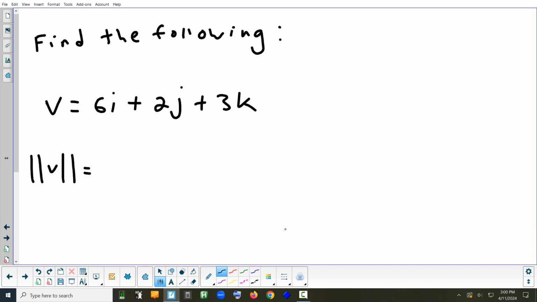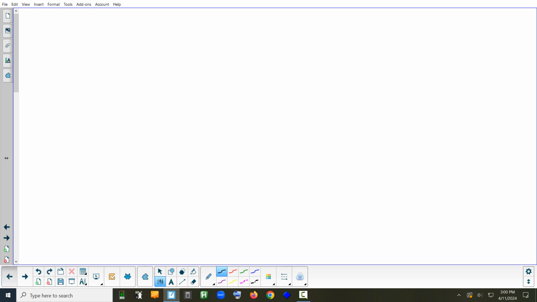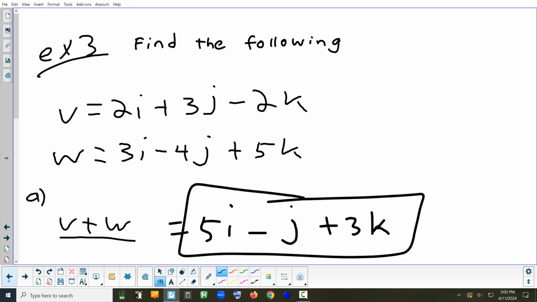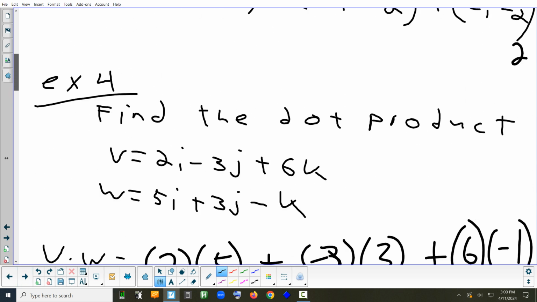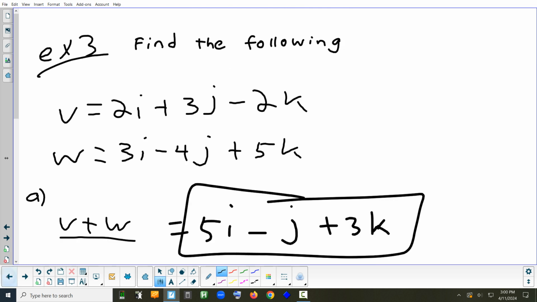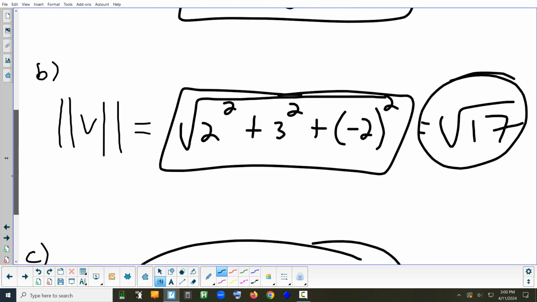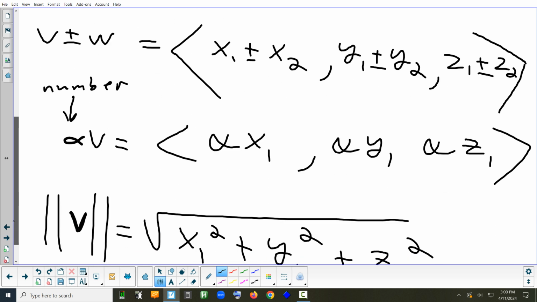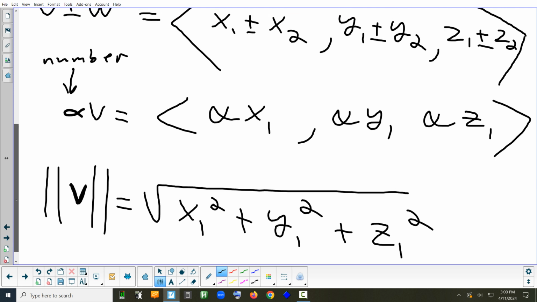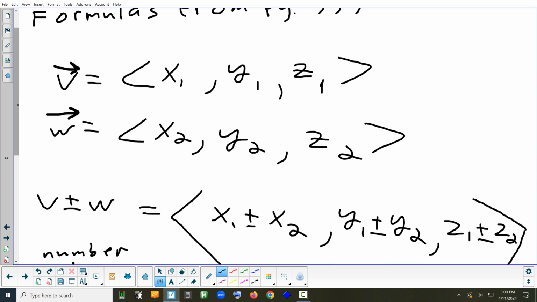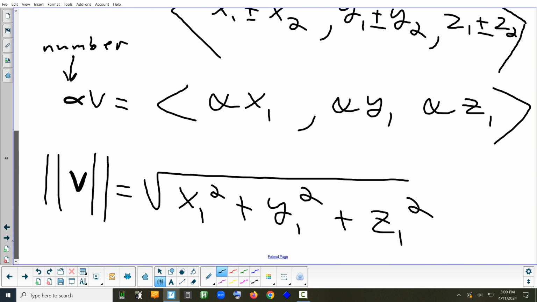Not sure. What is it? So the formula, let's go back to right here, I think. So the formula for finding, actually it's one page before that. So the formula for finding the magnitude is right there, where the x1, the y1, and the z1, those are the components of vector v. Okay. All right, so that's our formula.